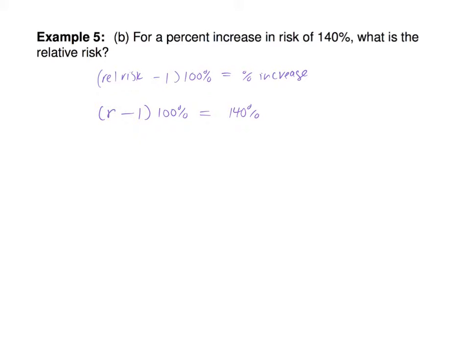Now if this were you, what would you do first? Divide by 100? Sure, that works. So divide by 100. So R minus 1, what's 140 divided by 100? 1.4. So then the relative risk was equal to 2.4.